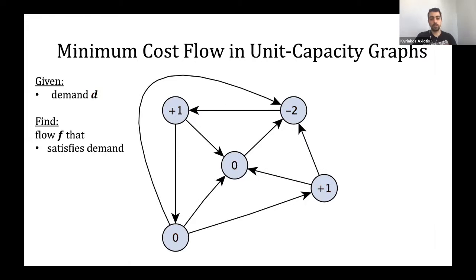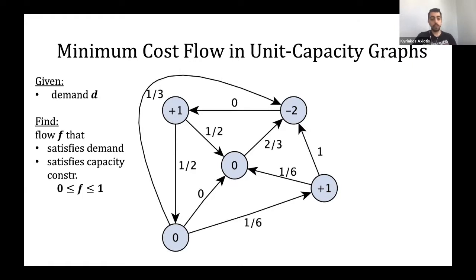Furthermore, we also add capacity constraints to this. Basically, for each edge, we want the flow on that edge to never be negative and to never exceed 1. And here is a flow that satisfies both of these constraints that we have set. So these constraints already capture the max flow problem, but we're gonna go ahead and make it more general by introducing a cost to the problem.